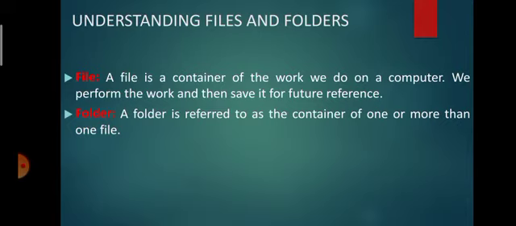Okay, so what is a file? A file is a container of the work we do on a computer. For example, you are writing a document, then that document is known as a file. Okay, folder. Folder means when you're doing some work and you want to save that in something, then that type of container is known as a folder. So a folder is referred to as a container of one or more than one file. So in a folder you can keep more than one file. Okay, so let us learn about this in detail.